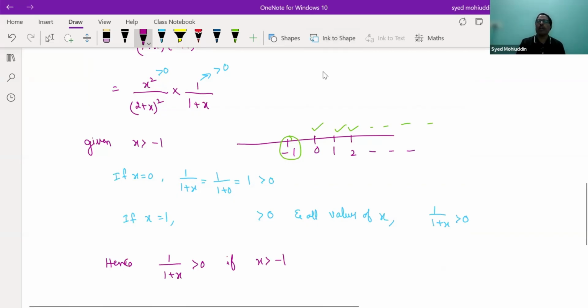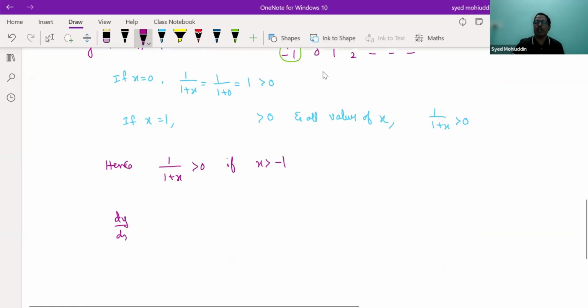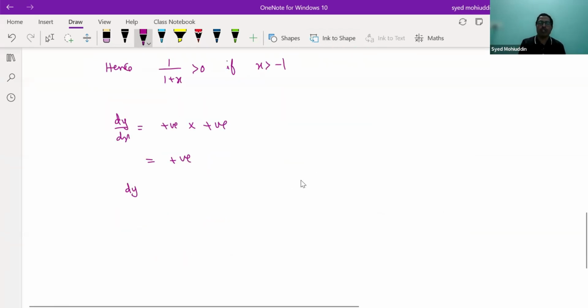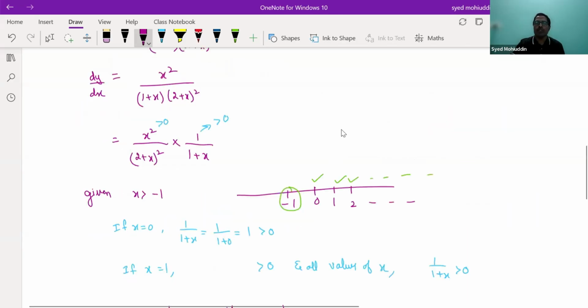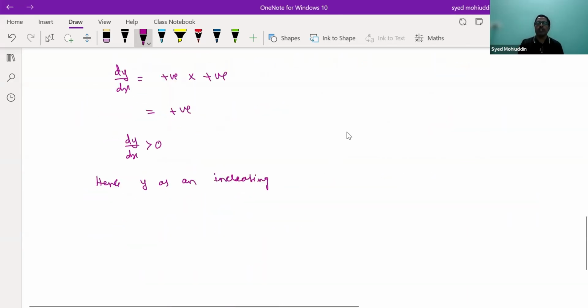Hence we can say that dy by dx, the first value is a positive value, into the positive value will be what? Will be a positive value itself. If it is a positive value, we can say that dy by dx is what? Greater than 0. So hence, we have got y as an increasing function. Y is increasing, right? That was the question, right? Y is an increasing function of x throughout the domain, this domain, x greater than minus 1. So y is an increasing function.